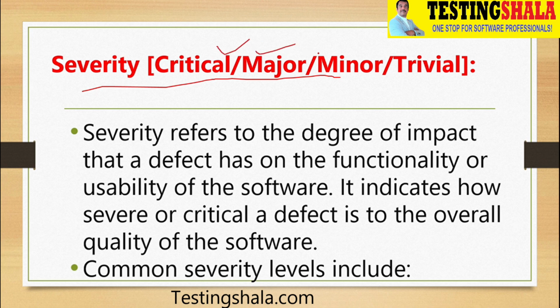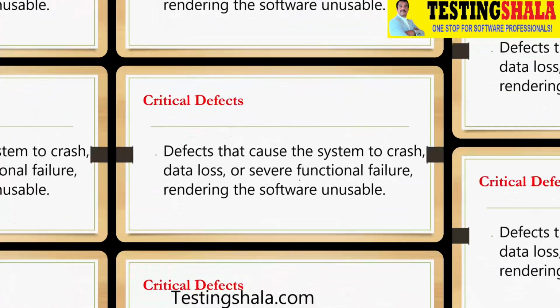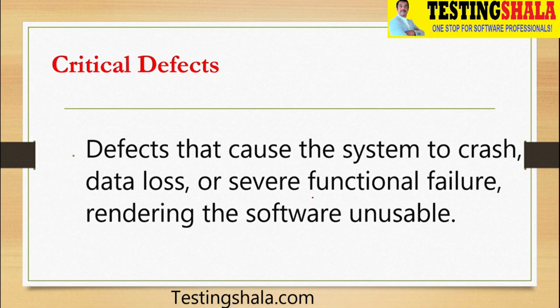So let's first understand what severity of the defects is. Severity of the defects refers to the degree of impact that a defect has on the functionality or usability of the application. If there is a huge impact, then we will call it high, critical or major severity. If the impact on the application functionality is very little, then we categorize it under minor or trivial. That's how we categorize the severity of the defects based on the impact they create on the application. So let's understand what a critical defect is.